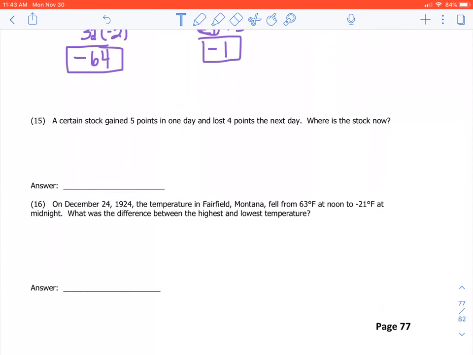All right, so next we have number 15. This is a word problem that we're going to have to set up and actually add, subtract, multiply, or divide. So number 15 says a certain stock gained 5 points in one day, lost 4 points the next. So gained means that that's going to be a positive 5. Lost means that we're going to add a negative 4. When I do 5 plus negative 4, they're opposite signs, so I subtract. 5 minus 4 is 1. 5 is bigger, so that means they would still be up 1 point today.